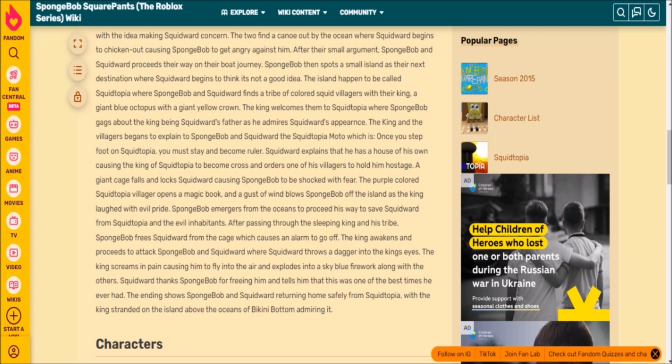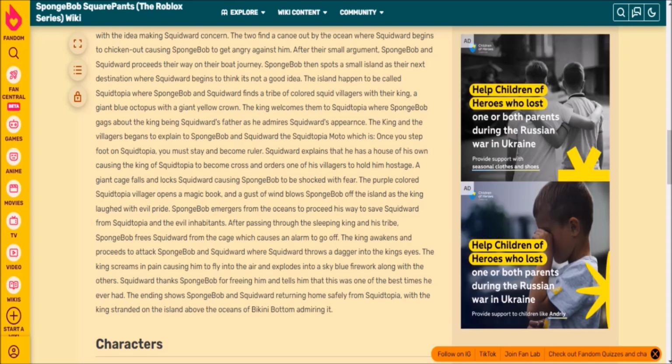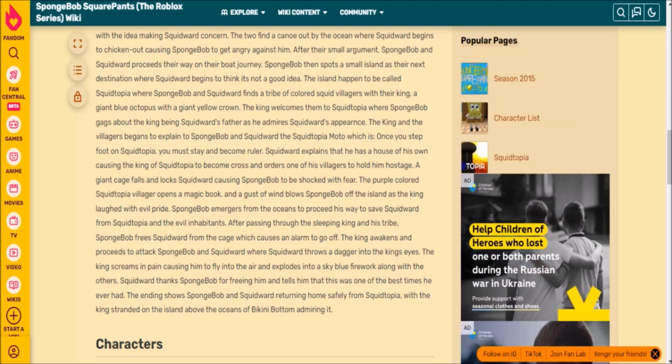The purple-colored Squidtopia villager opens a magic book, and a gust of wind blows SpongeBob off the island as the king laughs with evil pride. SpongeBob emerges from the ocean to proceed on his way to save Squidward from Squidtopia and the evil inhabitants. After passing through the sleeping king and his tribe, SpongeBob frees Squidward from the cage and causes an alarm to go off.